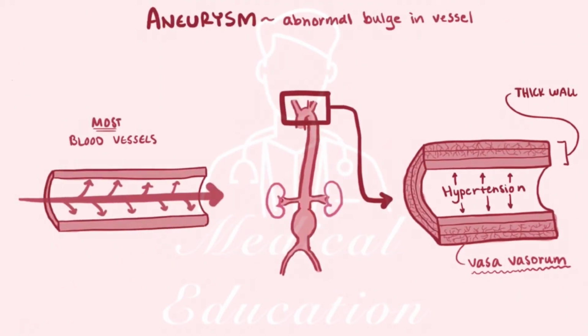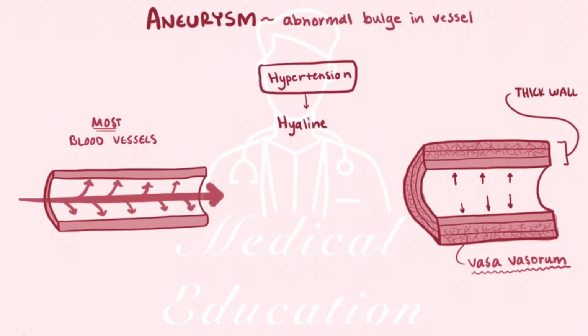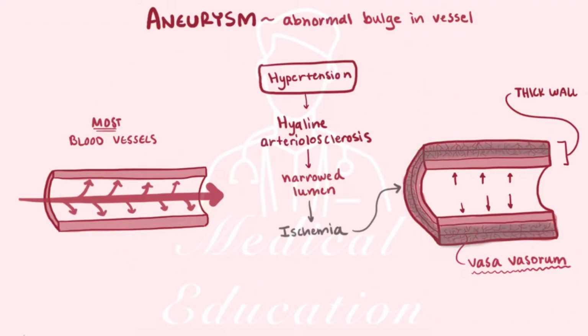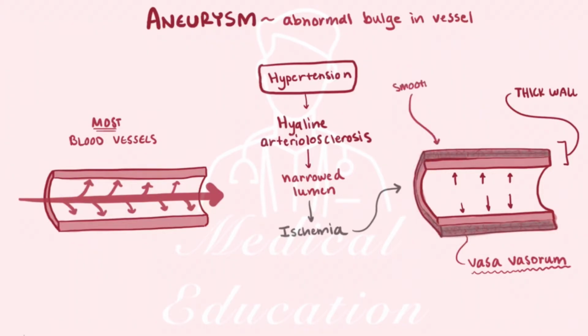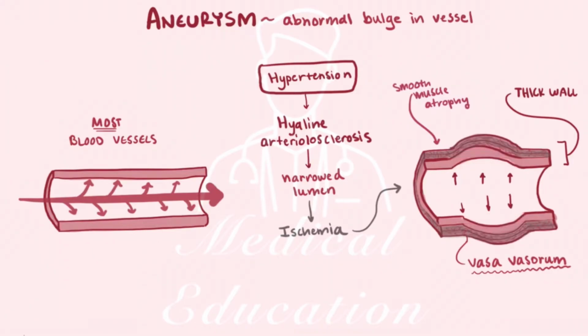In hypertension, the vasa vasorum can develop hyaline arteriolosclerosis, narrowing their lumen, causing ischemia to the aortic wall, and we end up with atrophy of the smooth muscle of the tunica media. Overall, all this weakens the aorta's wall.